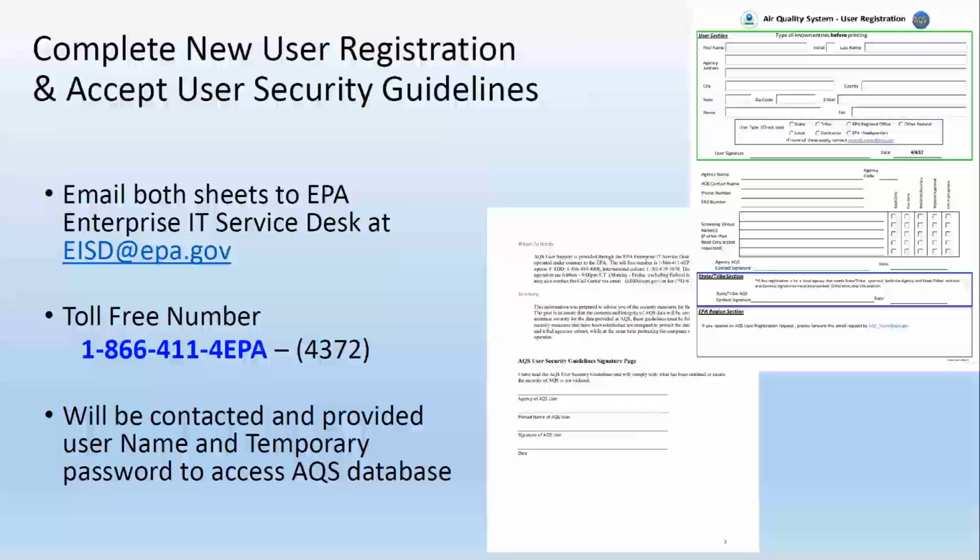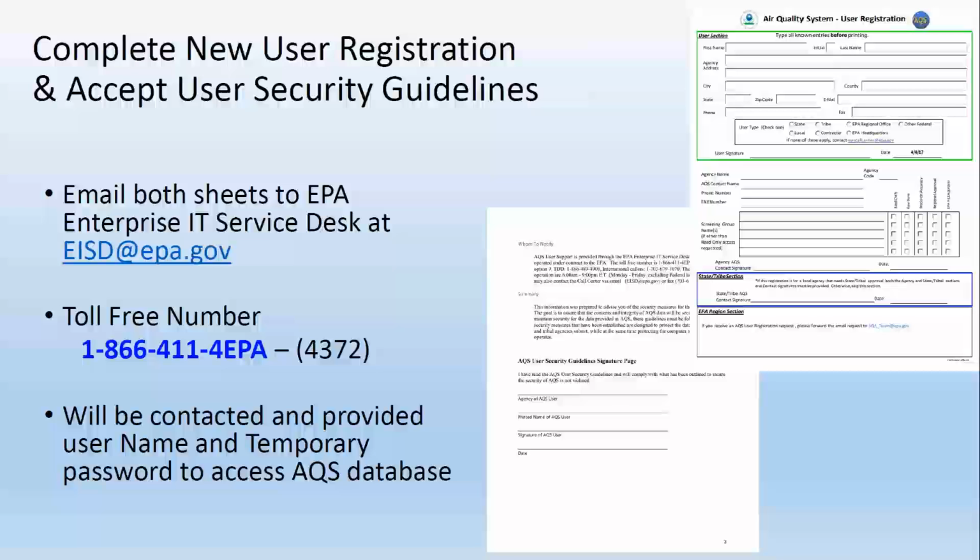There we go. Okay, so excuse me, I have a little frog in my throat today. So you'll want to fill out the new user registration, and this is very important, to ensure that you put in all the information. Once you fill out the information for yourself, you sign it and date it, and you're going to want to hand that registration sheet over to the AQS contact for your agency.